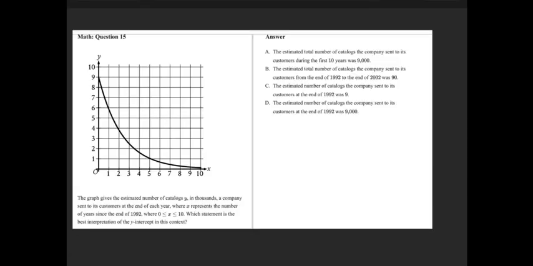Problem 15. The graph gives the estimated number of catalogs, Y, in thousands a company sent to its customers at the end of each year, where X represents the number of years since the end of 1992, where X is between 0 and 10 inclusive. Which statement is the best interpretation of the y-intercept in this context? The y-intercept is going to be this. Now, what do we know about y? We know that y is the number of catalogs in thousands, which means this 9 stands for 9,000.